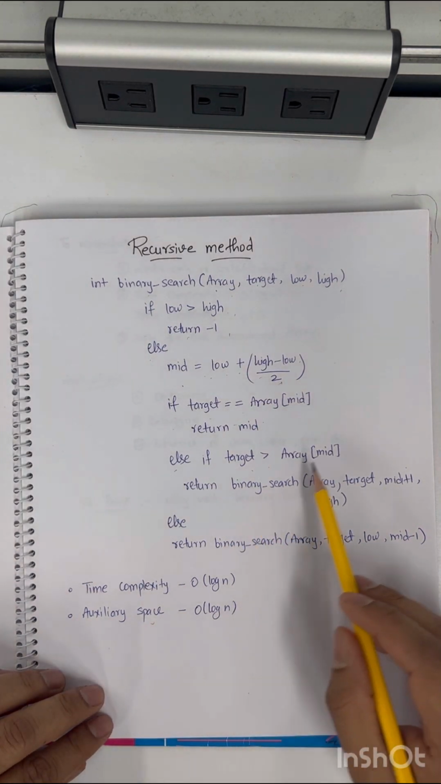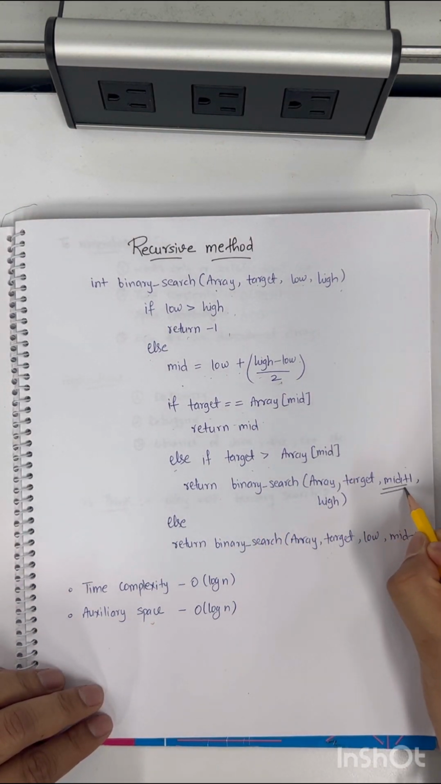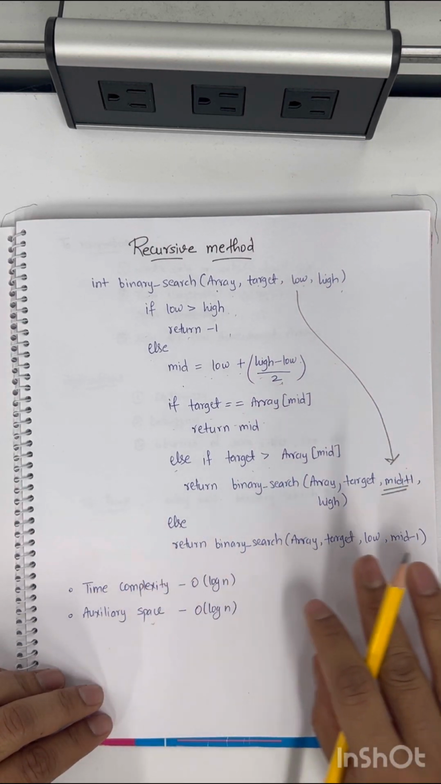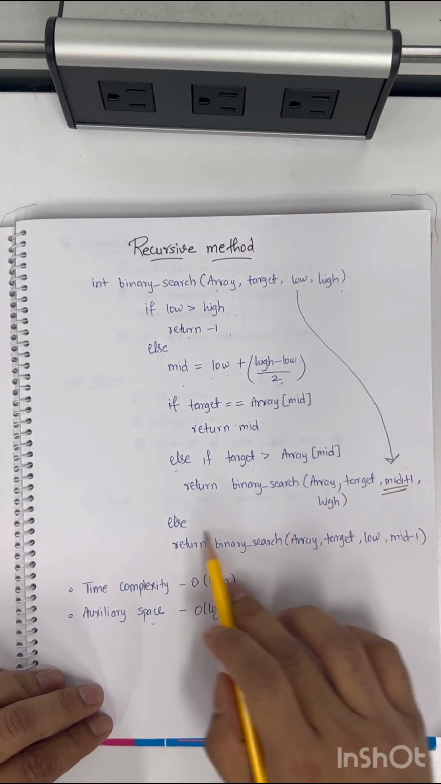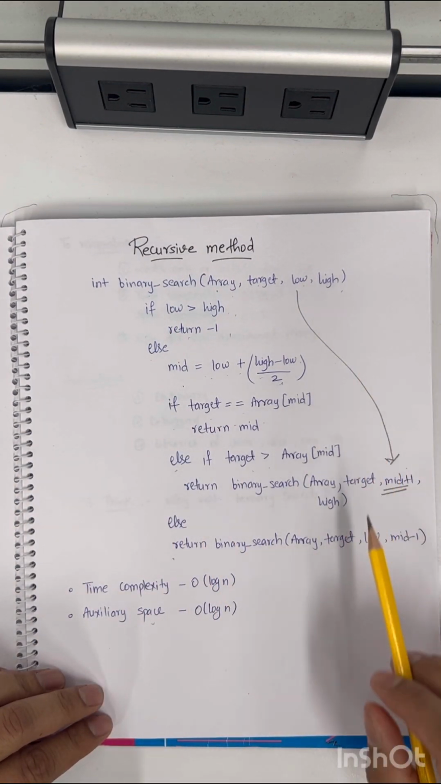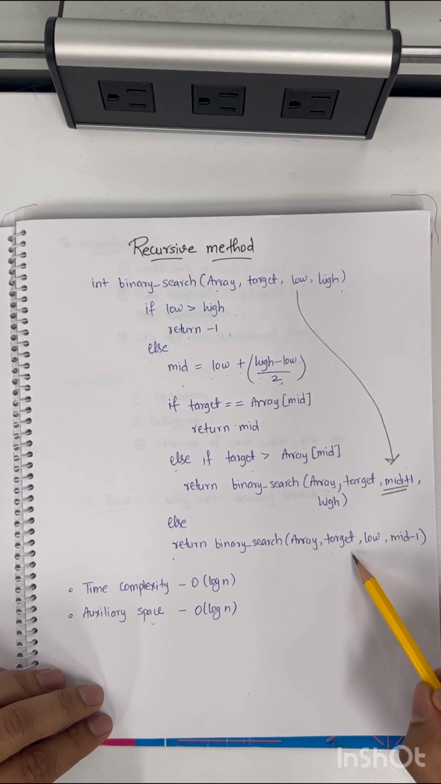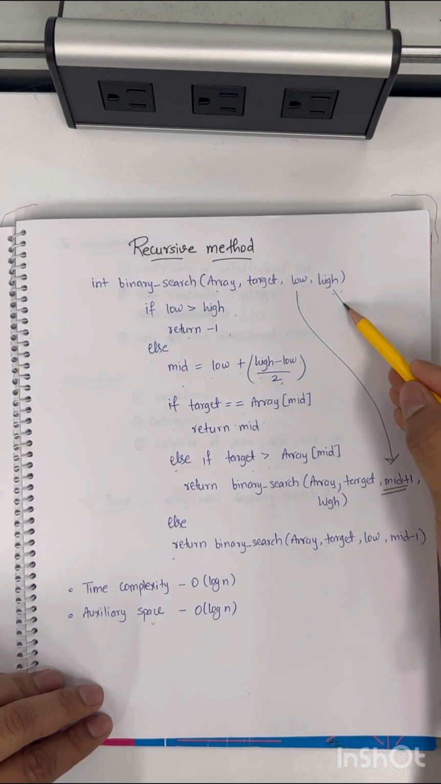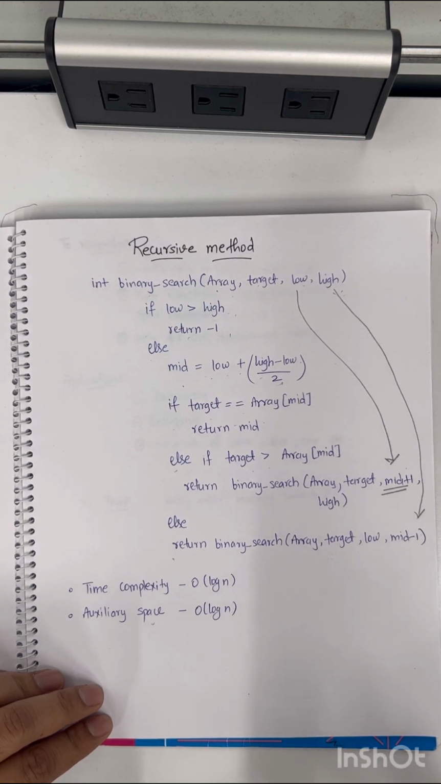So how do we do that? We change the lower pointer to mid plus 1. We move the pointer lower to mid plus 1 and it calls again the same method. Otherwise, we know that the number must be in the left half, so move the higher to mid minus 1. So basically, we move the higher pointer to the mid minus 1.